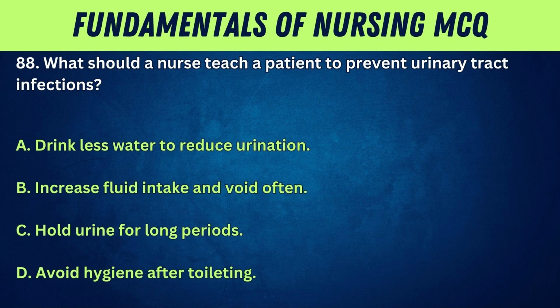88. What should a nurse teach a patient to prevent urinary tract infections? A. Drink less water to reduce urination. B. Increase fluid intake and void often. C. Hold urine for long periods. D. Avoid hygiene after toileting.